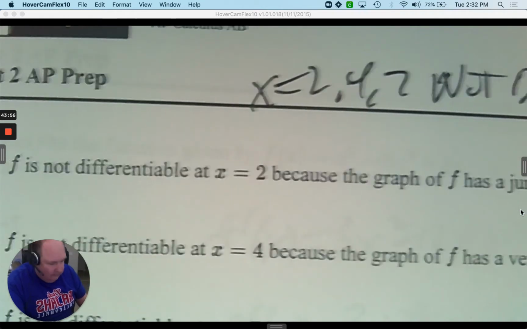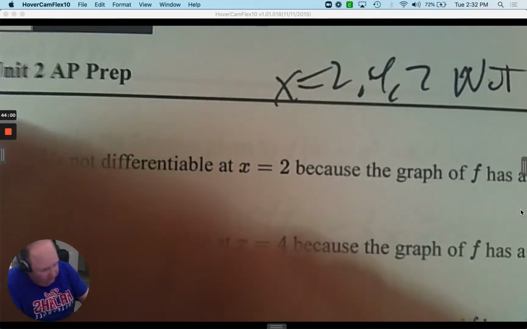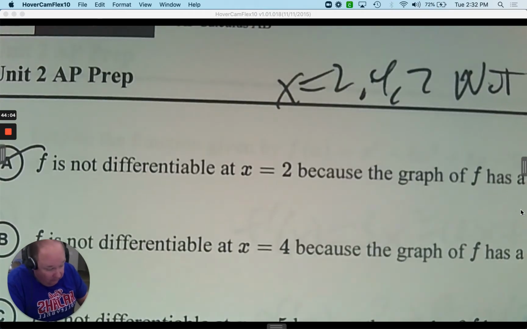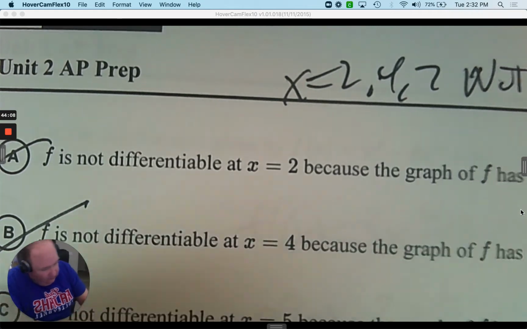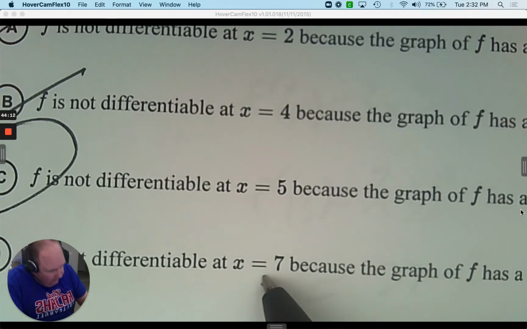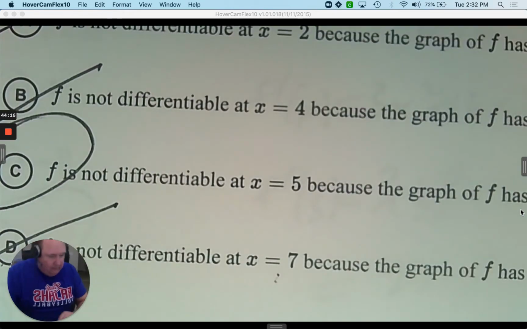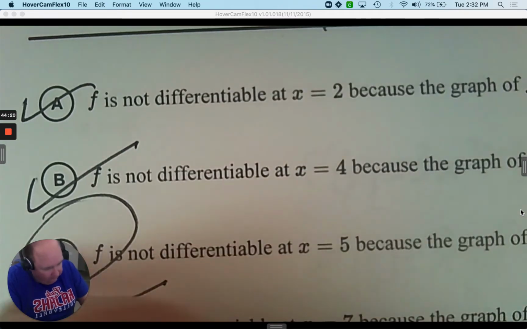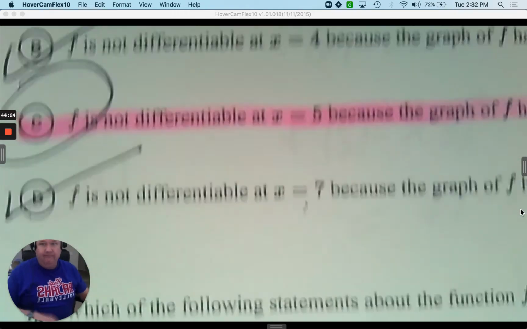2, 4, and 7. F is not differentiable at 2 because the graph is discontinuous. That's true. F is not differentiable at 4 because the graph has a vertical tangent. F is not differentiable at 5. It is not true. It is differentiable at 5. And 7 because there's a removable discontinuity. Perfect. So the only one that's false is C because it is differentiable at 5. A horizontal tangent is differentiable. It's the vertical one that's not.